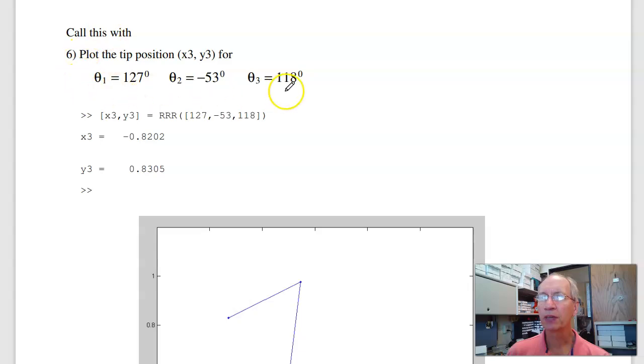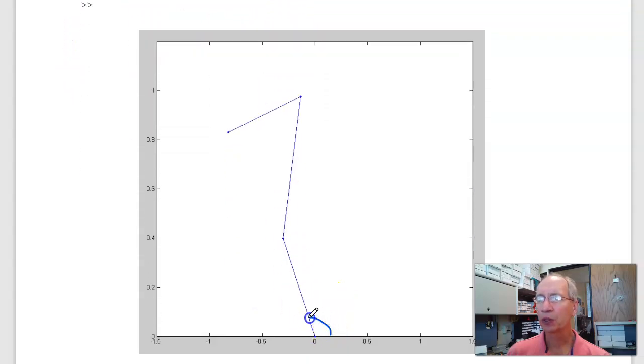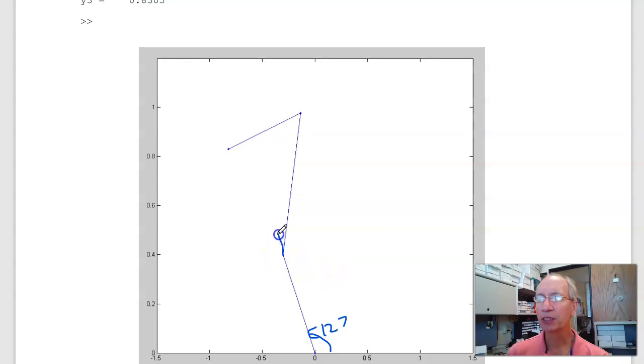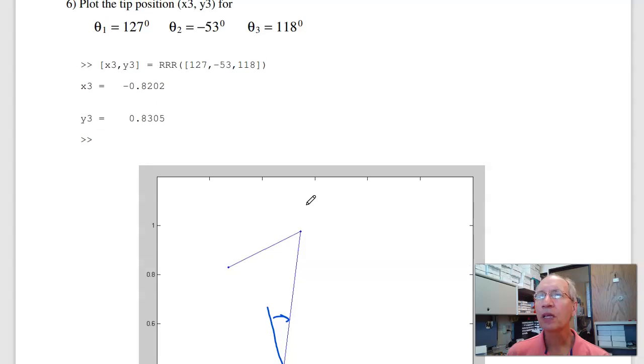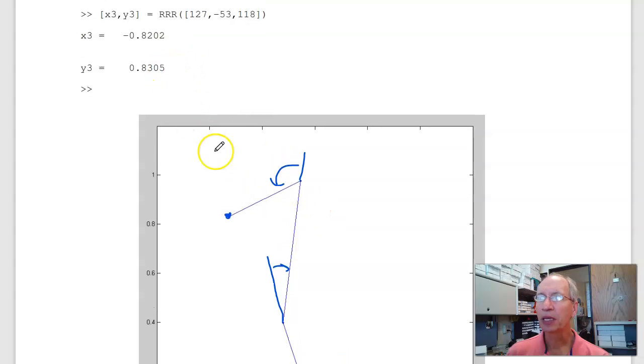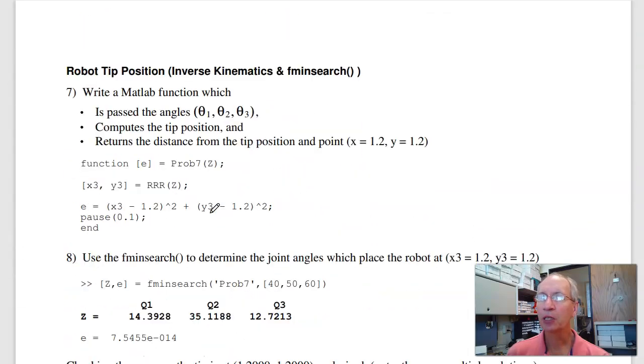Or given three different angles. So here's the first angle, 127 degrees. The second angle is minus 53 degrees. So this is 0 degrees, this is minus 53. Third angle is 118, so this is 0, this is 118 degrees. That's where I wind up, at minus 0.82, plus 0.83. That's called forward kinematics. It's all about using trigonometry.